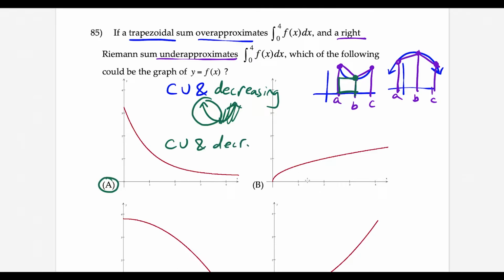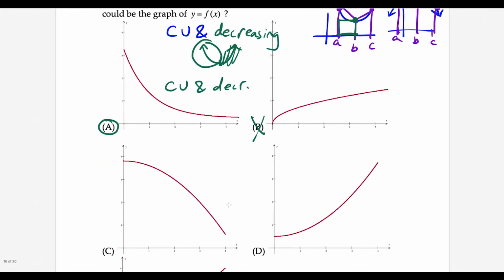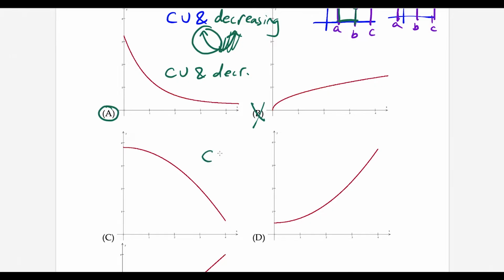Now, just to be sure, I'll go through the other answer choices. This is increasing and concave down, so that's not it. If I look at this one, this curve is frowning. It's concave down, not concave up. So our trapezoid sums, you see, would go under like this. We could draw it right into the graphs as well. So this one's out. This one is concave up. However, it's increasing, so the trapezoid and the right Riemann sum would go over. See, the trapezoid would go over, and also if I drew a right Riemann sum rectangle, this would go over.